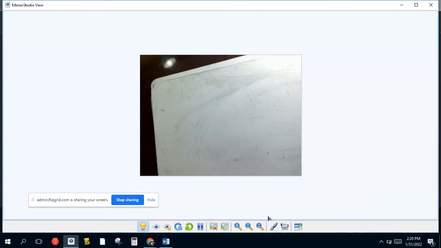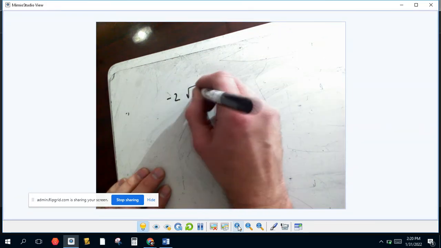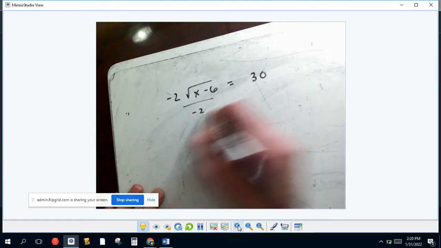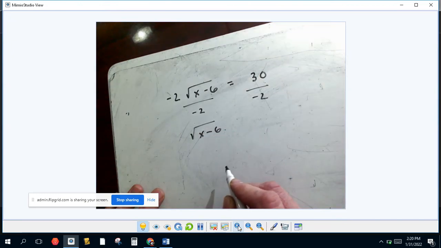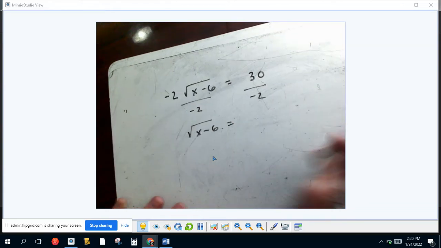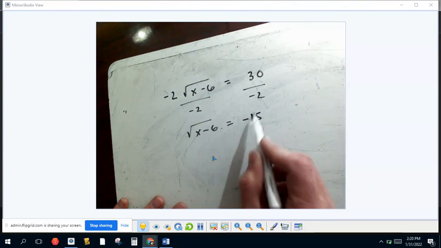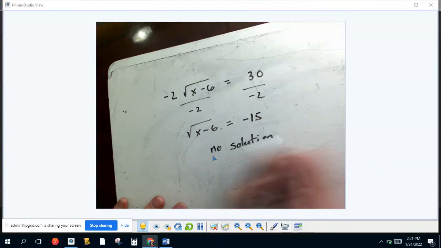Now, sometimes we may run into trouble. Things to watch out for. Let's say we have negative 2 square root of x minus 6 is equal to 30. If you have an even index, here for simplicity we're just keeping it with a 2, it doesn't matter what the index is so much. You do them all the same way. But if you have an even index, and once you isolate, if there's a negative right here, this is a no solution. Okay, so just be careful of that.